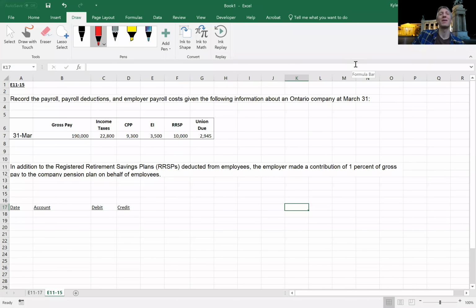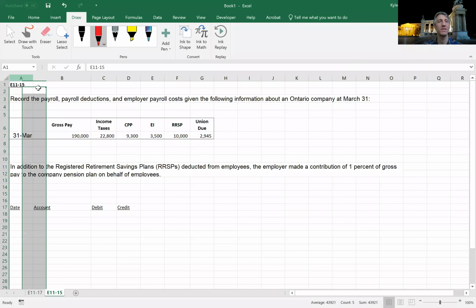Okay, welcome. My name is Kyle, and this is going to be an e-tutorial on how to solve problem E11-15 from the Pearson workbook. So what we need to do is record the payroll deductions and employer payroll costs given the following information about an Ontario company.